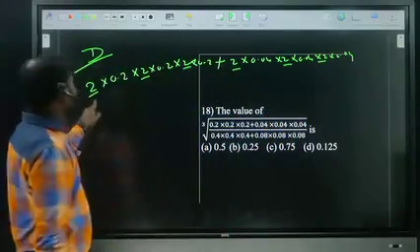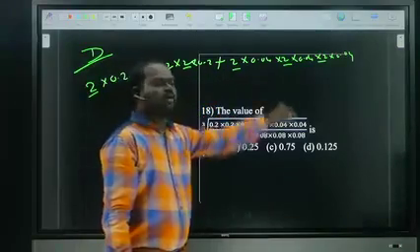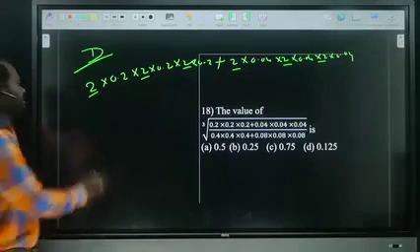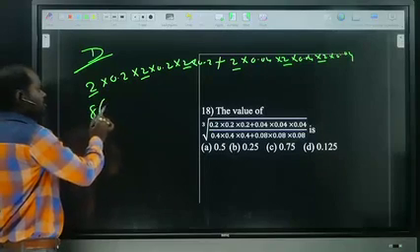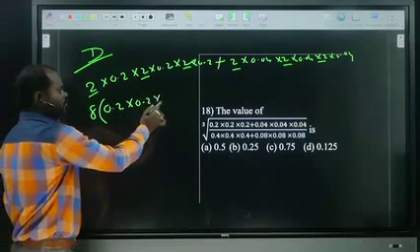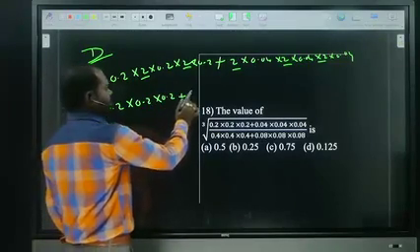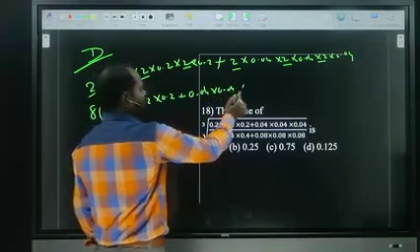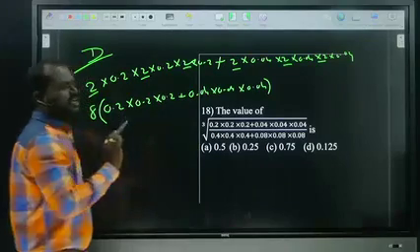Now 2 into 2 is 4, 4 into 2 is 8. Here also the same: 2 into 2 is 4, 4 into 2 is 8. In both, 8 is common. By taking 8 as common, what is the balance? 0.2 into 0.2 into 0.2 plus, here also taking 8 common, 0.04 into 0.04 into 0.04. This is only the denominator.